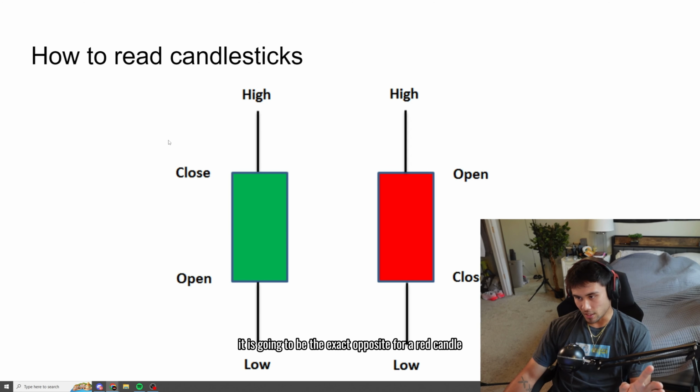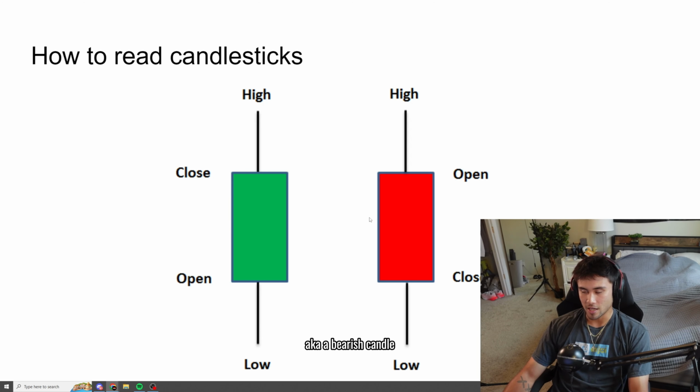It is going to be the exact opposite for a red candle, aka a bearish candle. The open is going to be at the top of the body, and the close is going to be at the bottom of the body.